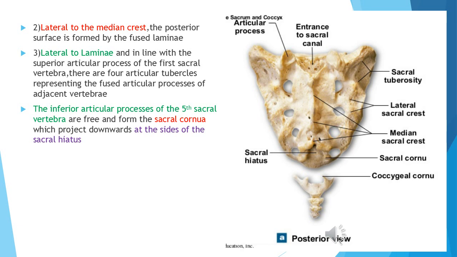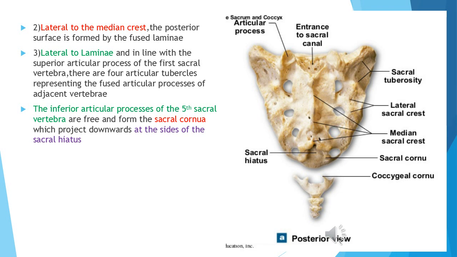of the sacral hiatus. You already saw the sacral hiatus, which is formed by the non-fusion of the laminae of the fifth sacral vertebra. There is a U-shaped gap. Hanging on either side of this U-shaped gap, what you can see is the sacral cornua. What is the sacral cornua? It represents the inferior articular process of the fifth sacral vertebra. So, this is the thing you have to remember.